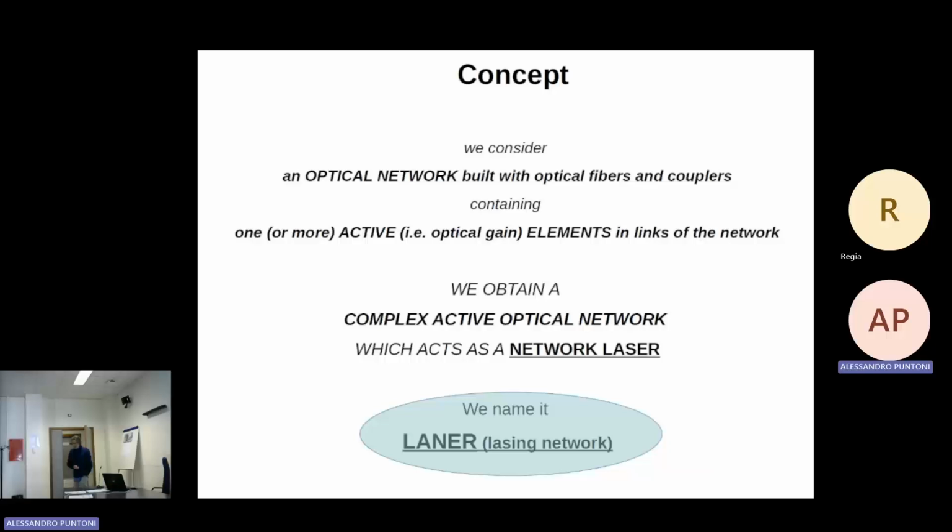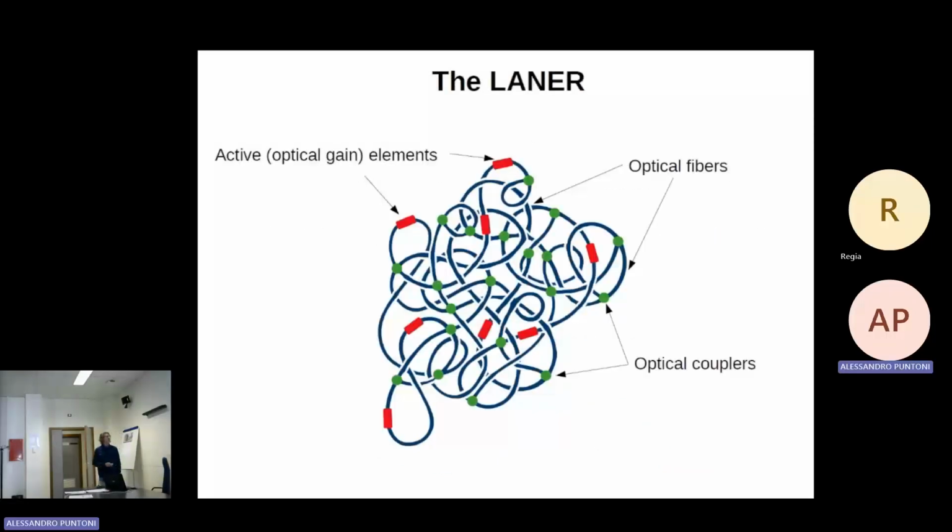So, what is the concept of the LANER? We consider an optical network, something which is possibly very complicated, realized with optical fibers and couplers, and we put into this system some number of active elements which are able to amplify the radiation that we have in the system. So at the very end, you have a network, which could be very complicated in principle, containing possibly many active media. This system works as a kind of network laser, and we call it LANER, that is, laser network.